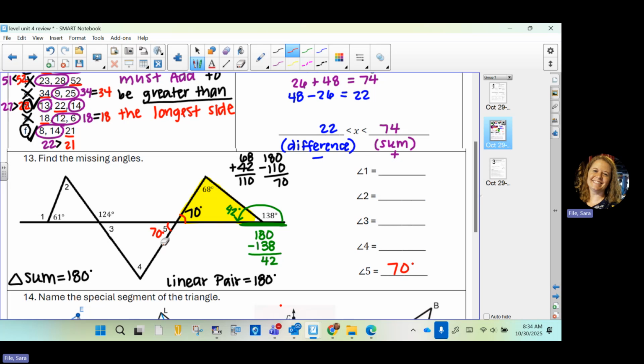Now I can't find 4 yet, because if I look at this triangle, I only know one of the three angles. So I need to come over here and see if I can find anything. Could I find angle 3 with that same linear pair concept? Yeah, because these two form a line, don't they? So I could do 180 minus 124. That leaves me with 56. So angle 3 is 56.